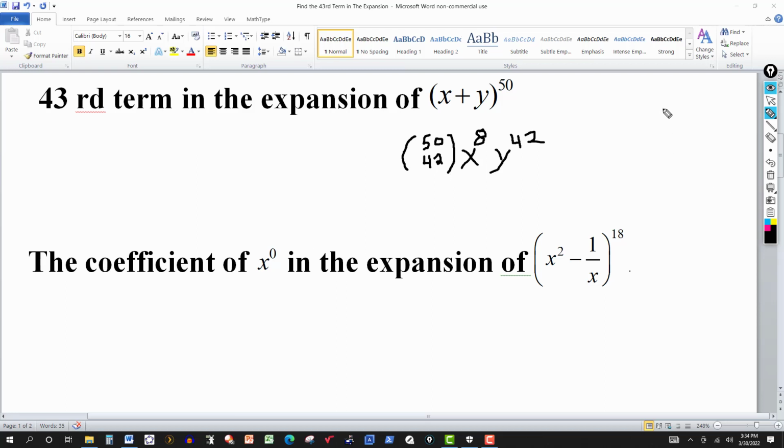So this would be then, if you did it manually, 50 factorial over 50 minus 42, which would give me 8 factorial, times 42 factorial. We could go ahead and reduce this out and then do the multiplication. Either way, this is going to be a large number, so I would recommend that you use your calculator. We did this in an earlier video.